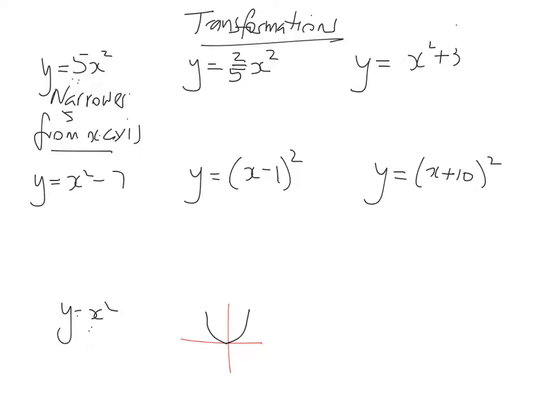Over here, we've got 2 over 5. Now, that's a number that's less than 1. So as a result, it's going to get wider. And we can also say that it's dilated by a factor of 2 over 5 from the x-axis.